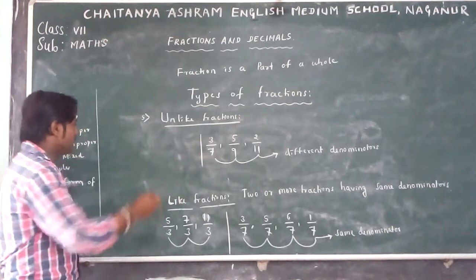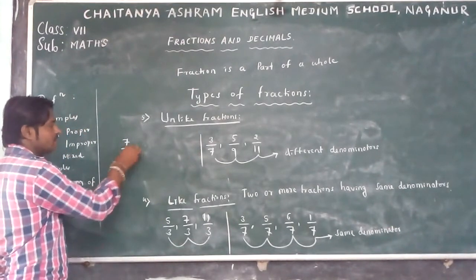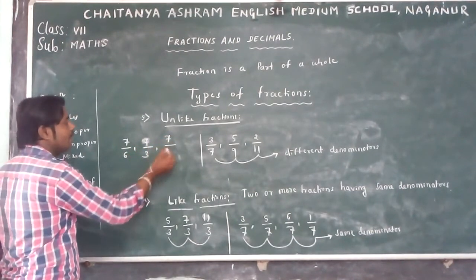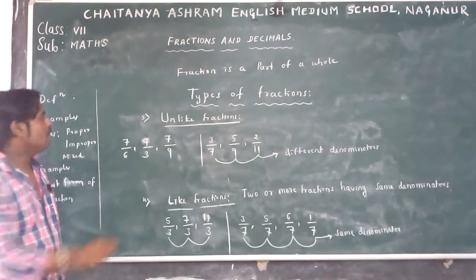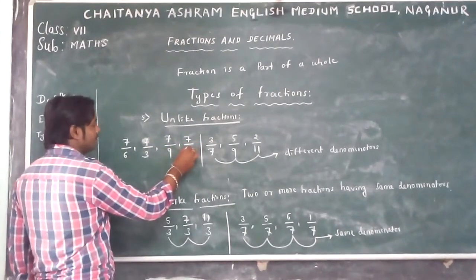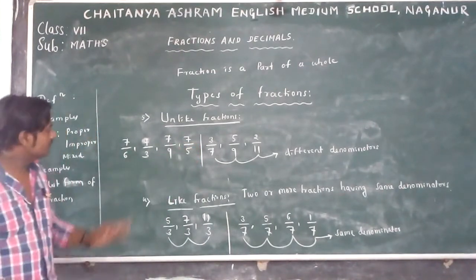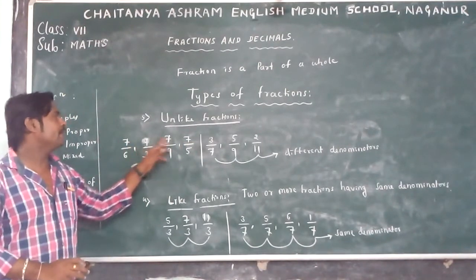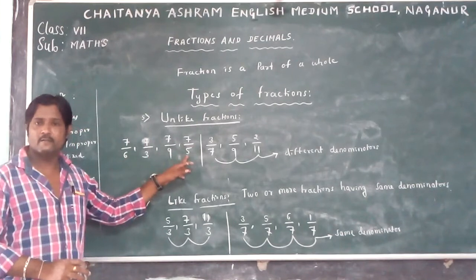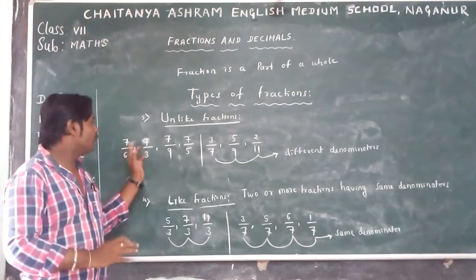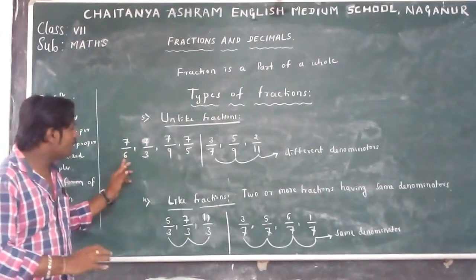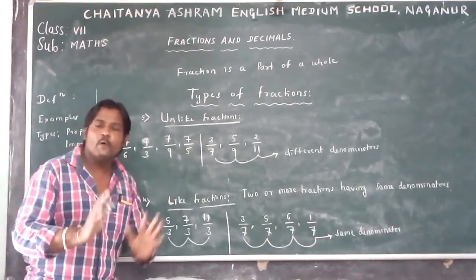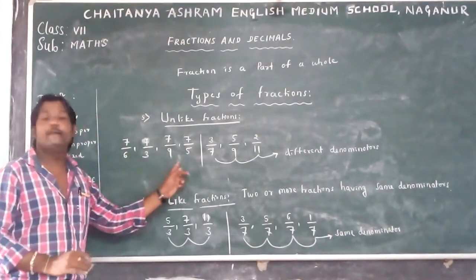Or consider 7 by 6, 7 by 3, 7 by 9. Observe these fractions. I take one more, 7 by 5. Here I wrote 4 fractions. What is the special in this? All the 4 fractions have same numerator but different denominators. So don't bother about numerators. Observe only denominators. While observing the denominators, we find that these 4 fractions have different denominators.